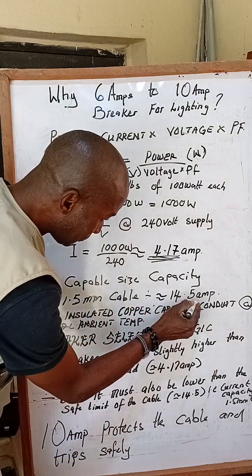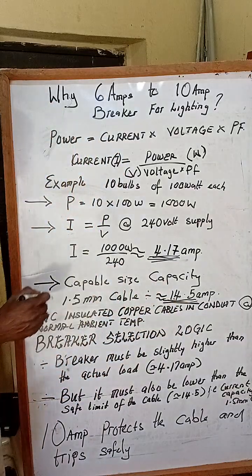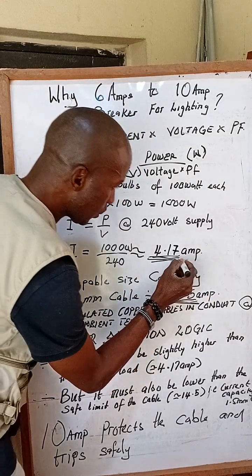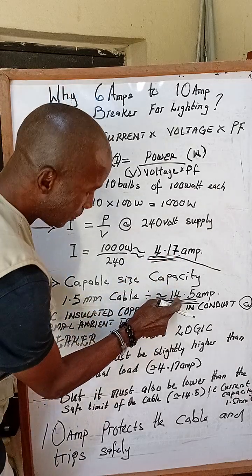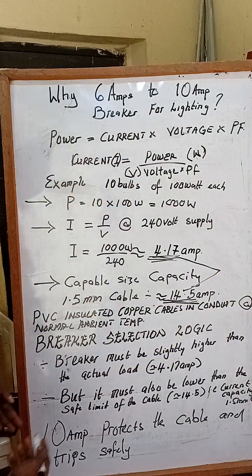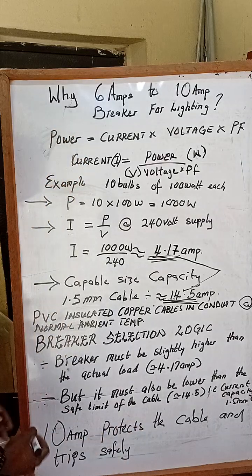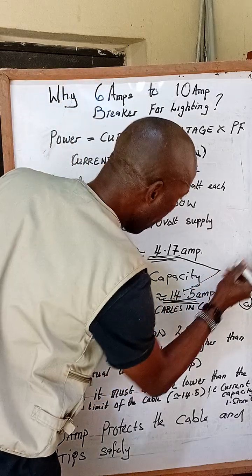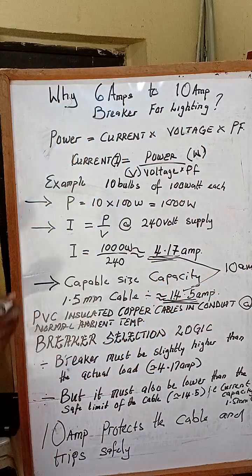It must be lower than the safe limit of the cable, which means we are going to be in between this 4.17 amps and 14.5 amps. So that is why we normally use a 10 amps breaker to protect the cable and trip safely when it's above that 10 amps in order to protect this cable.